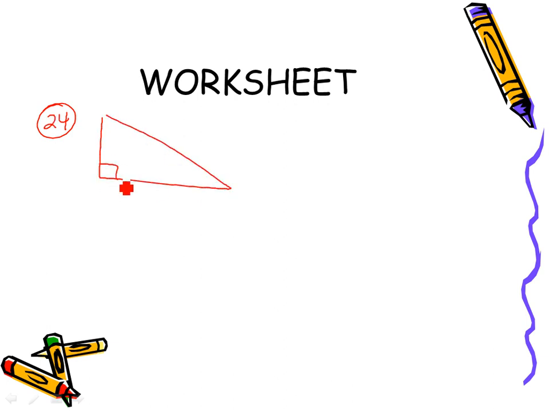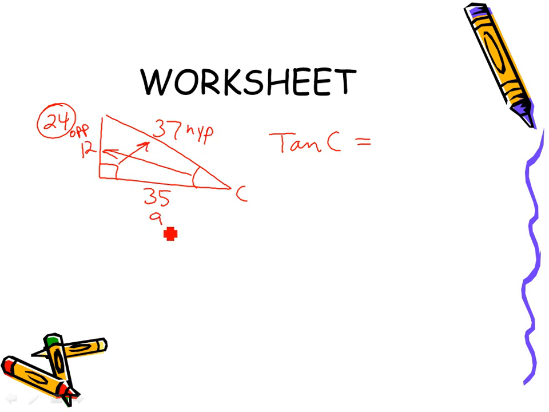They give us this triangle. This is 12, 37, 35. They want to know what the tangent of angle C is. Well, angle C is here. That's going to be your opposite leg. 37 is your hypotenuse. This is your adjacent leg.